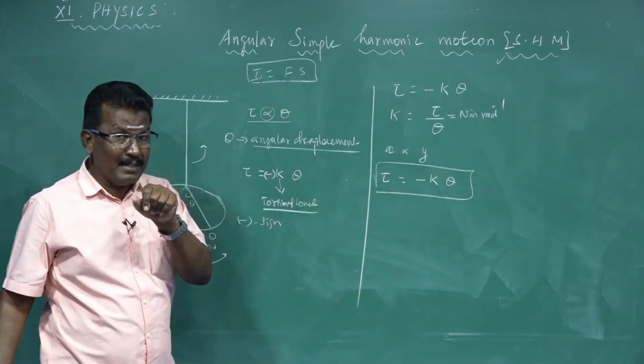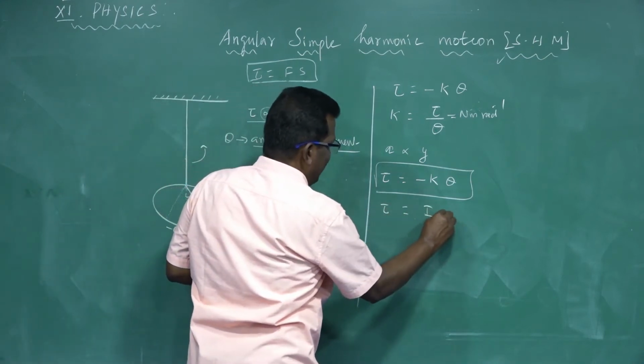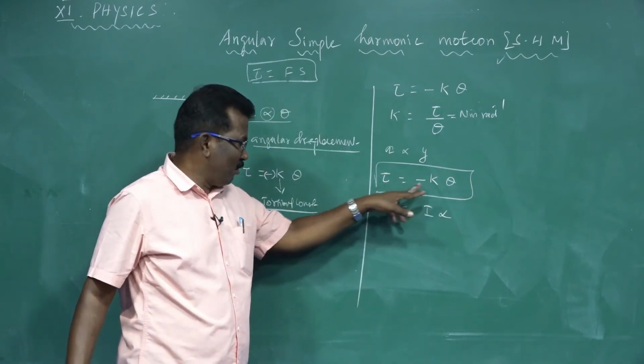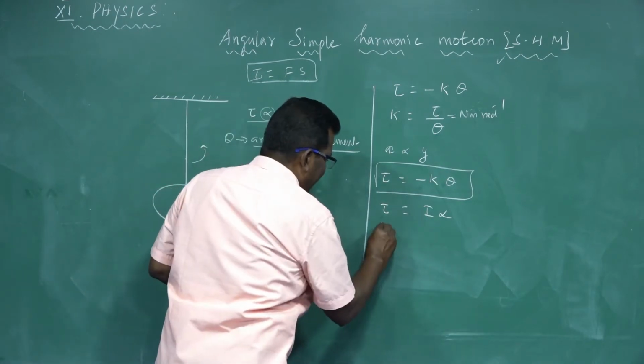We know the relation between torque and angular acceleration: torque tau is equal to I alpha. So tau is equal to minus k theta, and tau is equal to I alpha. What is I? The moment of inertia.